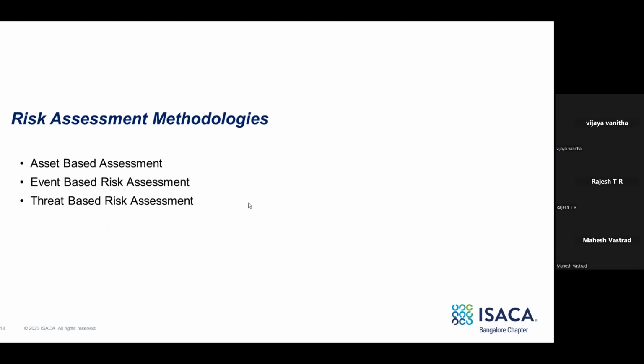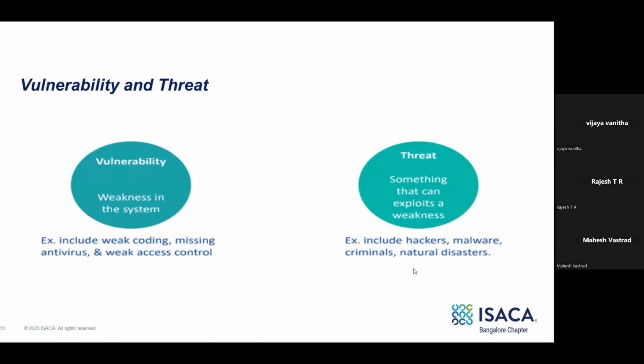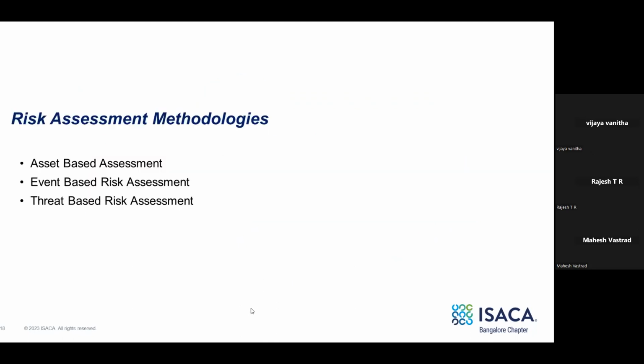So event-based risk means, can anyone answer that one? Event-based, what exactly does event-based mean? Event-based risk management assessment. So any event, as we already discussed here, like hackers, malware, criminals, natural disaster. Any event we may face, right? What is event-based risk? So someone hacked into your system, that is also an event-based risk. Natural disaster, that is also an event-based risk. Correct?